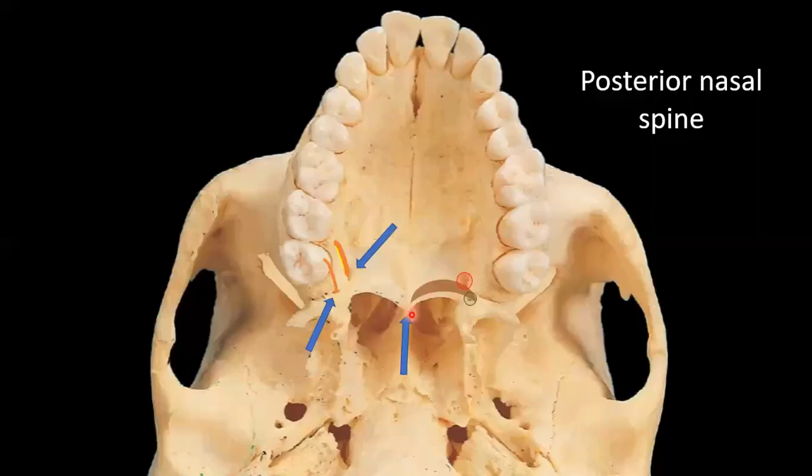And the two palatine bones, when they meet in the midline, posteriorly project as a spine, and this is known as the posterior nasal spine. If you remember, in the Norma frontalis, we saw another spine at the base of the nasal aperture. That was the anterior nasal spine. So this is the posterior nasal spine. You just need to remember this part.